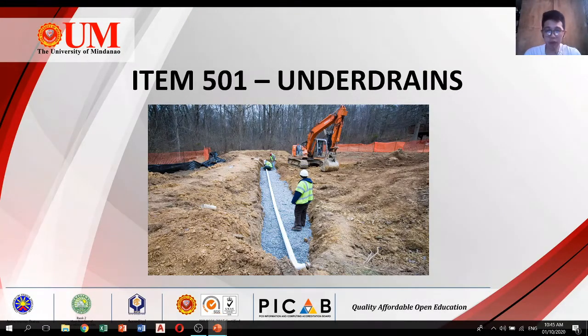Item 501, under drains. So under drains, guys, if I got my pictures right, I thought it was under drains. A drainage feature installed underground to collect subsurface water and transport it to a surface outlet. Under drains can be used in a number of road drainage applications and can be sized to handle site-specific flow volumes. Both prefabricated and constructed underdrains are usually wrapped in geotextile fabric to allow water to enter the conduit while keeping sediment out.